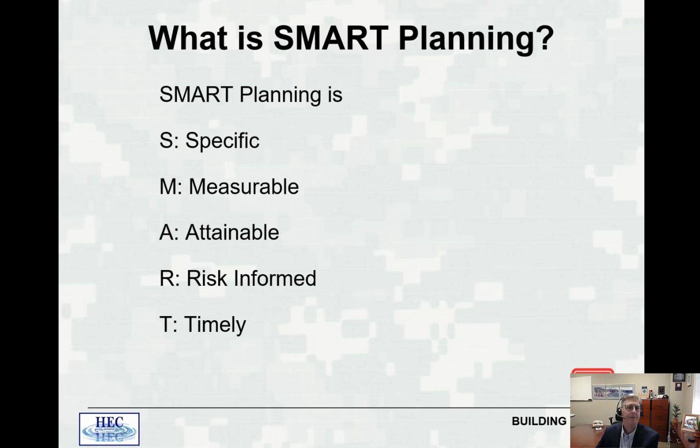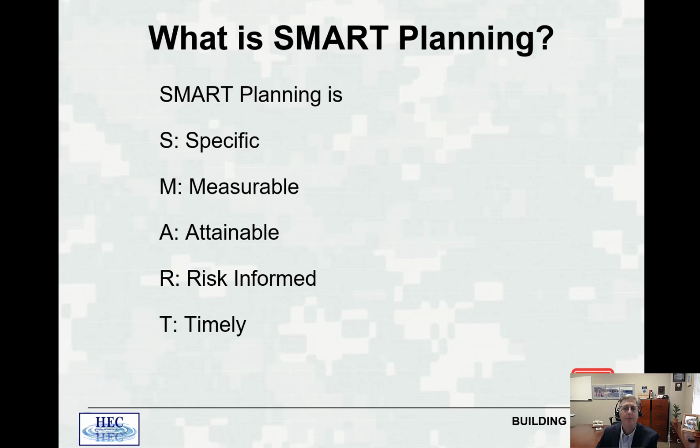So what is SMART planning? The acronym SMART, what does it actually mean? Well, S is specific. So the goals and objectives are well defined and clear on what needs to be accomplished. What outcomes do you need to see in order to consider the goal accomplished? Measurable. How do you decide whether the goal is completed? Attainable. Goals and objectives are realistic about what is possible given the availability of resources, knowledge, and time. Has to be risk informed. You have to follow the risk framework as discussed in the ER 1105-2-101 presentation. And timely.